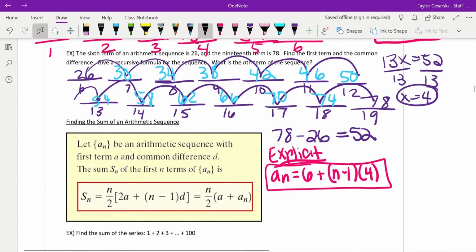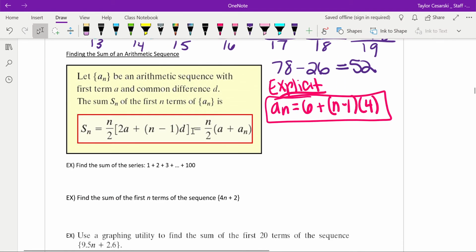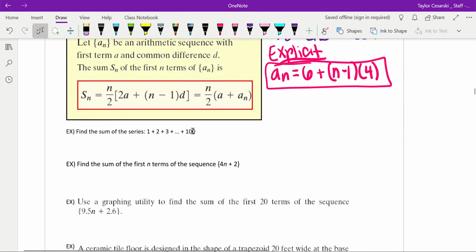Okay? All right. Next, we have finding the sum of an arithmetic sequence. So there is a formula to do this. There's a couple different formulas that we can use to help us find the sum of the first terms. So the first thing I'm asked to do, it says find the sum of the series, and it's basically adding 1 each time all the way up to 100. So I'm going to use this first formula here.